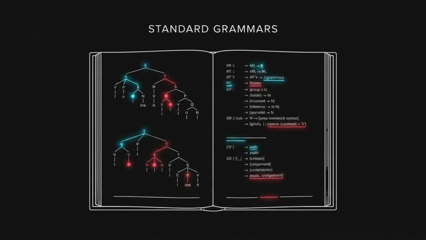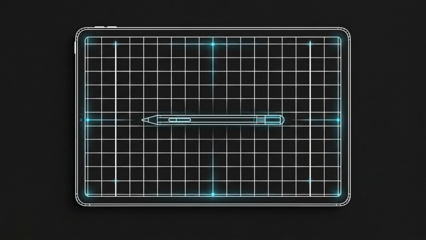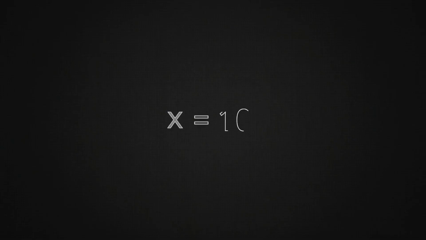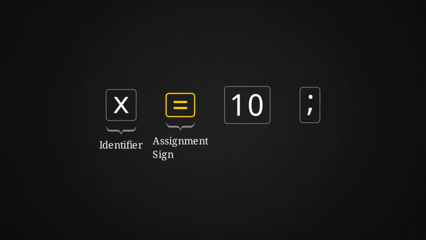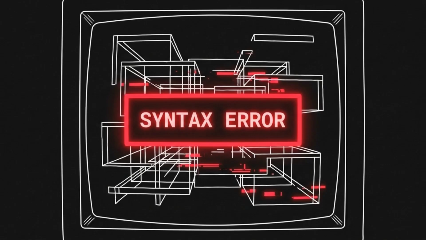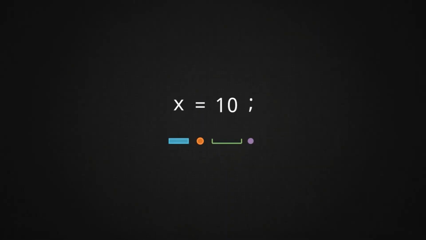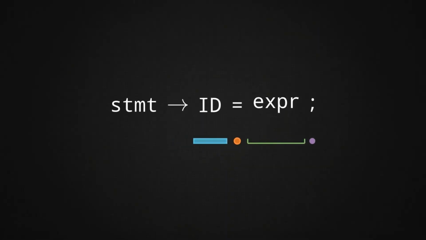Up to now, the grammars we've used have been provided for you. But if you are building a new programming language, you have to design those rules yourself. You probably know that an assignment statement needs an identifier, an equal sign, an expression, and a semicolon. But computers don't understand English descriptions. We have to convert that human intent into exact production rules.